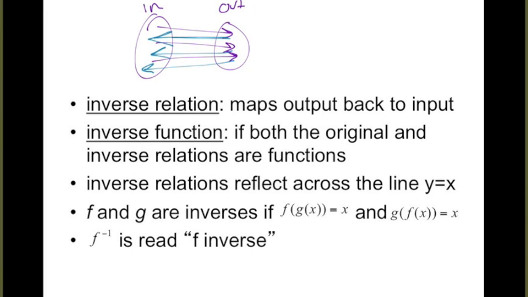We have an inverse function if both the original and the inverse are both functions. So an inverse relationship can happen whether we have a function or don't have a function. Just turns it backwards. Graphically, they are reflections across the line of y equals x. And that, I think, is going to be important on some of your homework problems where visually you'll want to think about what an inverse looks like.